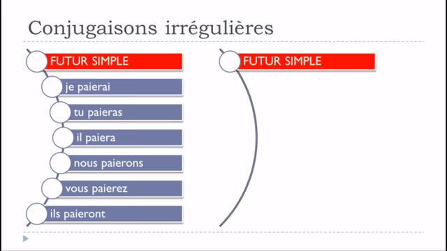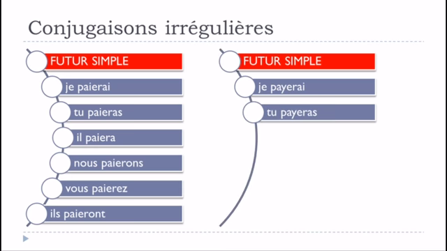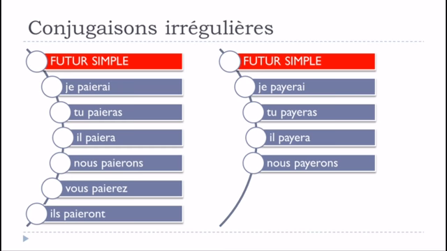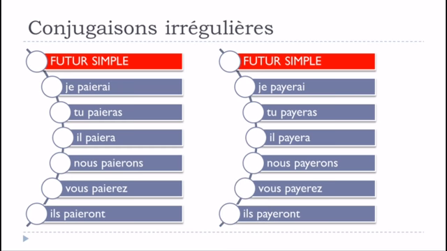Okay, but then it's also possible to use this: je paierai, tu paieras, il paiera, nous paierons, vous paierez, ils paieront. So it is possible and it is an option for you to keep this Y, and actually it won't be considered as a mistake, or it shouldn't be anyway.